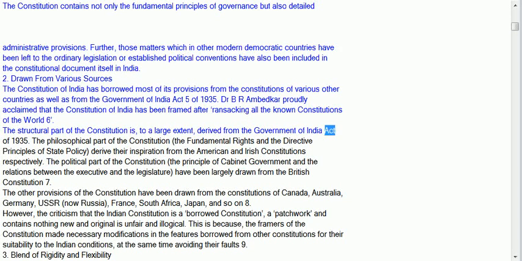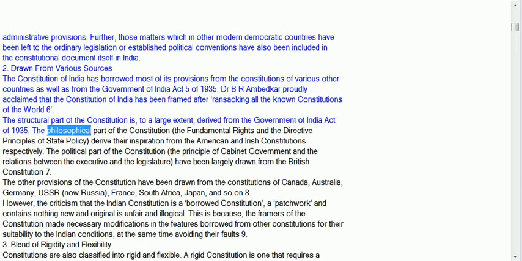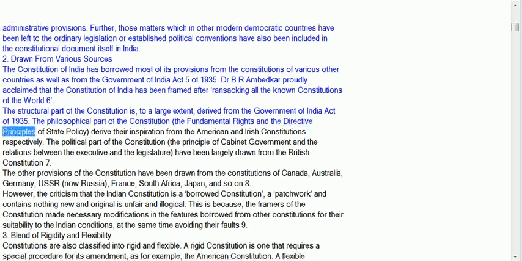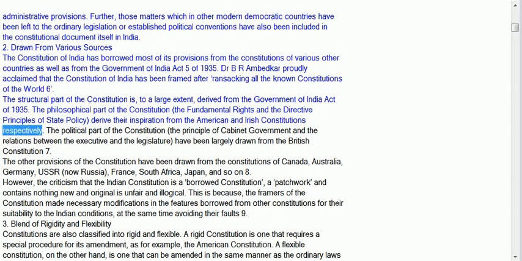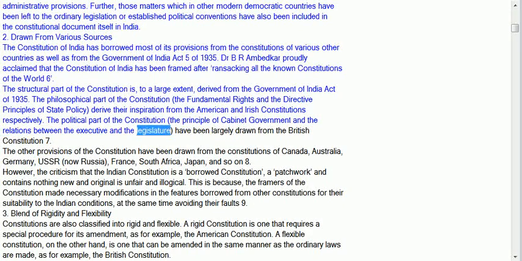The structural part of the Constitution is, to a large extent, derived from the Government of India Act of 1935. The philosophical part of the Constitution, the fundamental rights and the directive principles of state policy, derive their inspiration from the American and Irish constitutions, respectively. The political part of the Constitution, the principle of cabinet government and the relations between the executive and the legislature, have been largely drawn from the British Constitution.